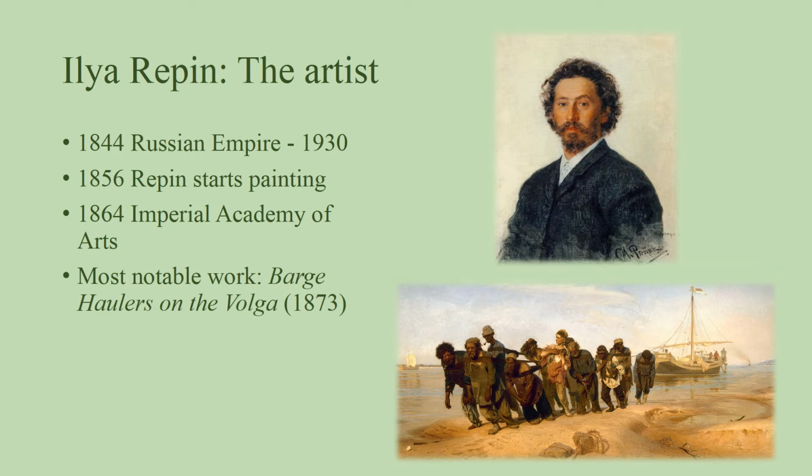First, we're going to start talking about Ilya Repin, the artist. In 1844, he was born in the Russian Empire. Then, at only 12 years old, in 1856, Repin starts painting. In 1864, he gets into the Imperial Academy of Arts in Russia. His most notable work there is Barge Haulers on the Volga, made in 1873.